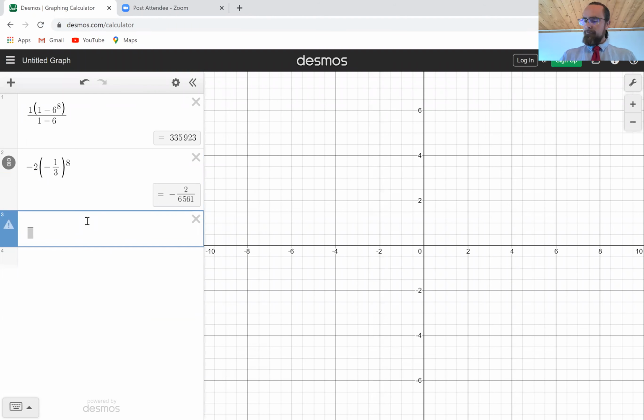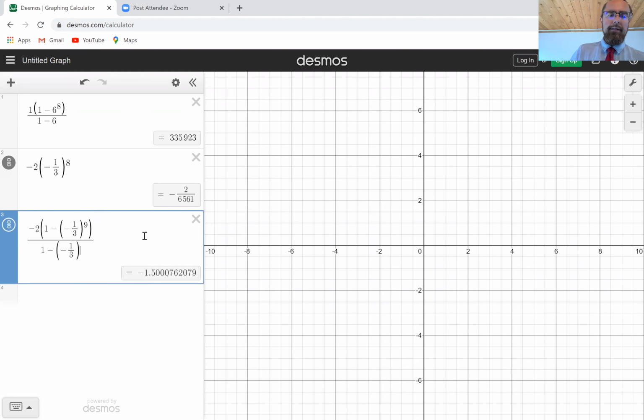So we started with a fraction. My first term's -2, times 1 minus the common ratio of -1/3, and we're raising that to the power of 9. And that's all over 1 minus, again, the common ratio, -1/3. And I'm getting here a decimal value. I really like that as a fraction.